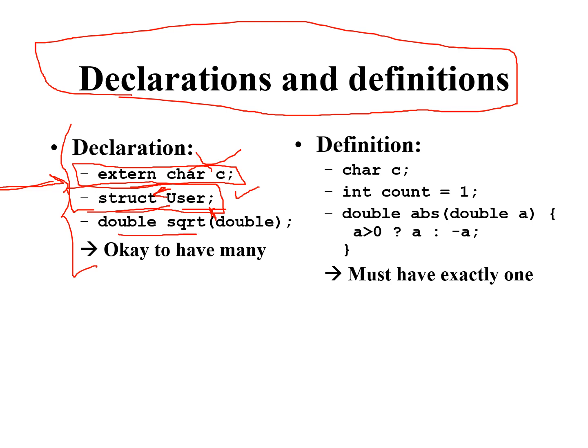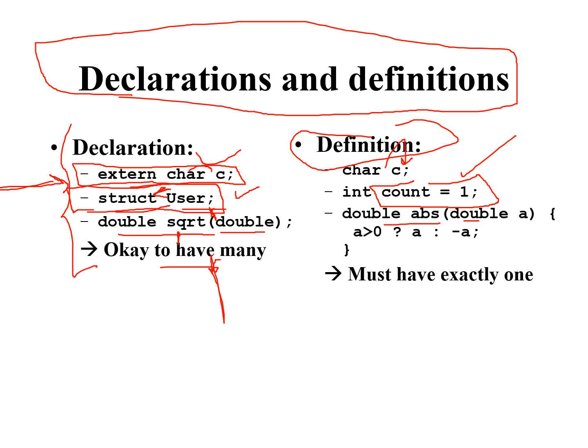Then double sqrt. sqrt means square root. Here the data type is mentioned, that it is a double data type. And there are so many others. Now we are going to talk about the definition. This char c is a data type of character. Now count, here count is what? Count is an integer data type, and that is why it is taking input in the form of integers only. Then double abs, double a.